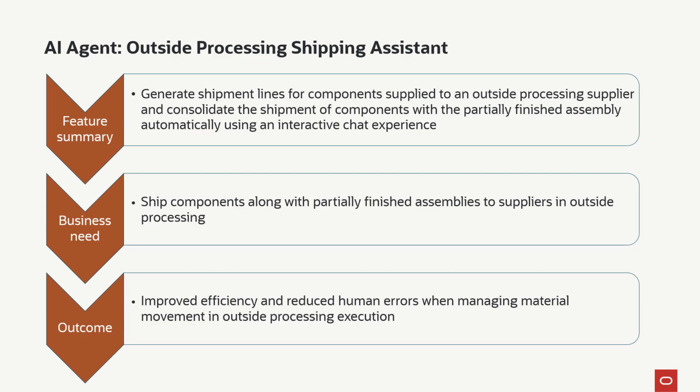Without support to ship the components in outside processing, the shipment of components must be handled outside the system, which is tedious, time-consuming, and prone to human errors. Using this agent, manufacturers can gain improved efficiency and reduced human errors when managing material movement in outside processing execution by automating tasks that are repetitive and time-consuming.